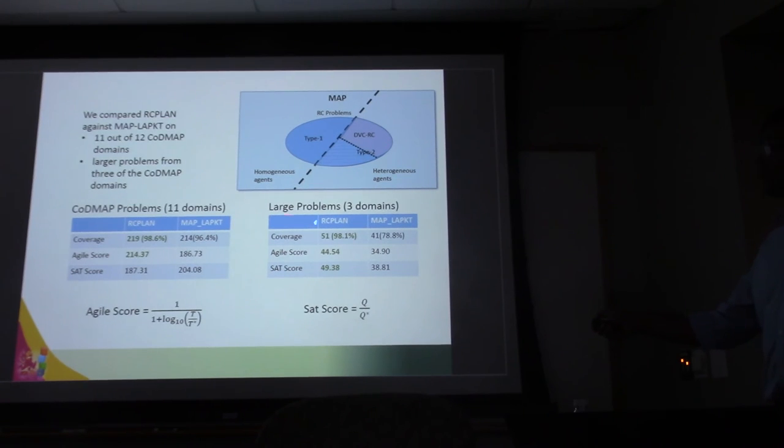And when we went for larger problems, we found that we did well on all three criteria: the coverage, which is the number of problems you can solve; the time you took to solve, which is the agile score; and finally, the quality of your plan, which is the SAT score. So we did better than them when we had larger problems.